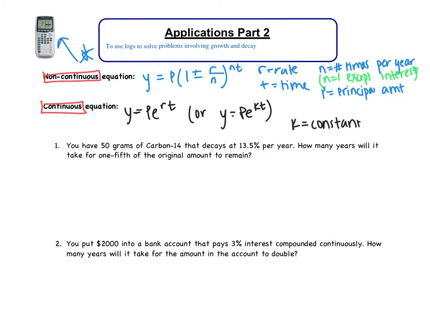Let's look at example number 1. It says you have 50 grams of carbon-14 that decays at 13.5% per year. How many years will it take for 1/5 of the original amount to remain? So the question is, how do we know if this is continuous? If the question is continuous, it will say continuous. We don't see continuous, we see per year. Per year means it happens once a year. So we're going to be using the first equation.